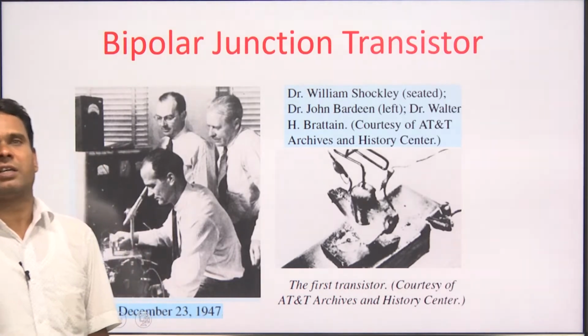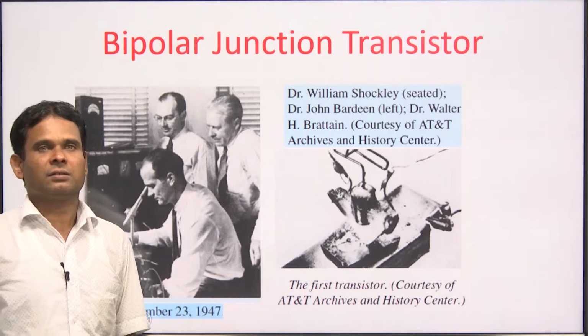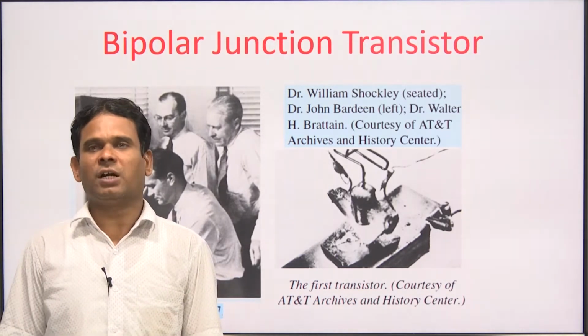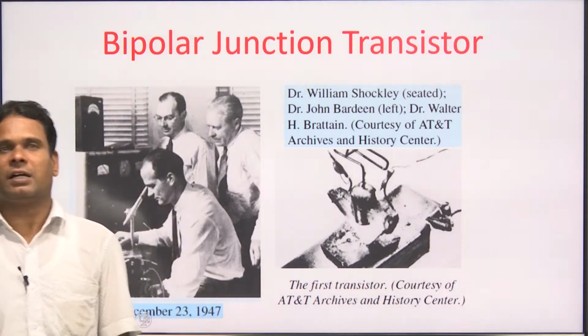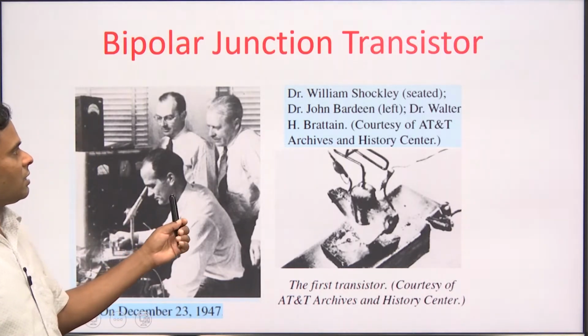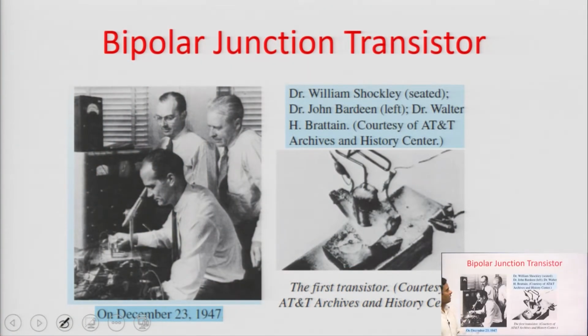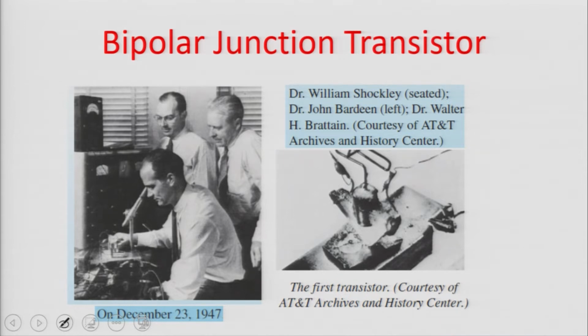First time in 1947, 3 scientists in Bell Laboratories in USA invented the bipolar junction transistor, that is the 3 layer bipolar junction transistor. These are the 3 scientists, and the leader of the 3 scientists was William Shockley. So we can say that Shockley and his 2 colleagues invented the bipolar junction transistor on 23rd December 1947 in Bell Laboratories USA, and this is the figure of that transistor which was used for the first time in Bell Laboratories.